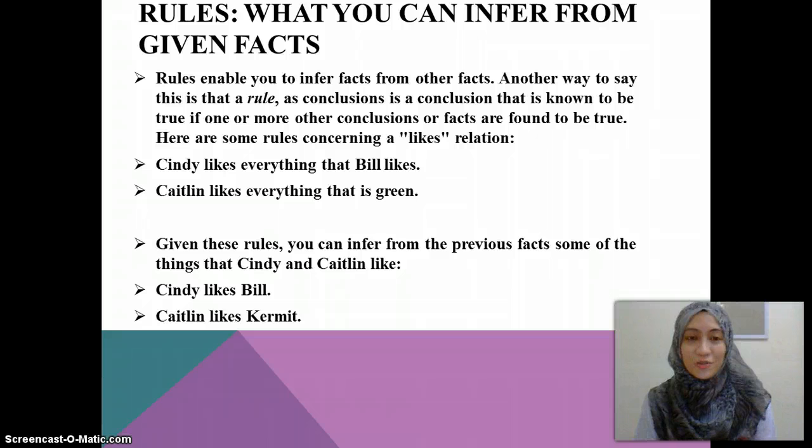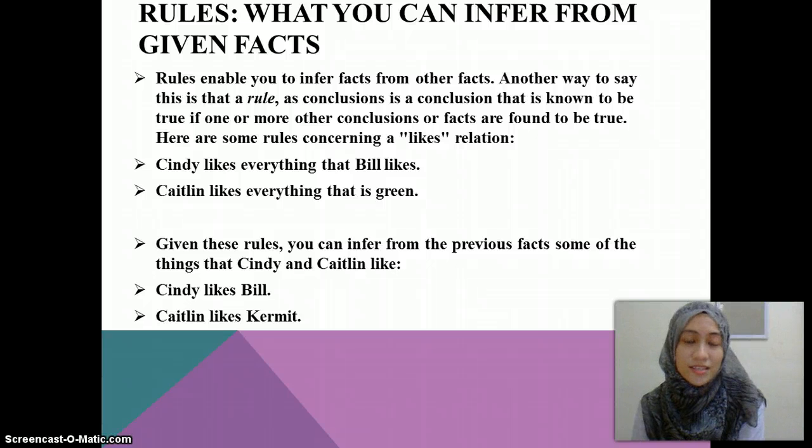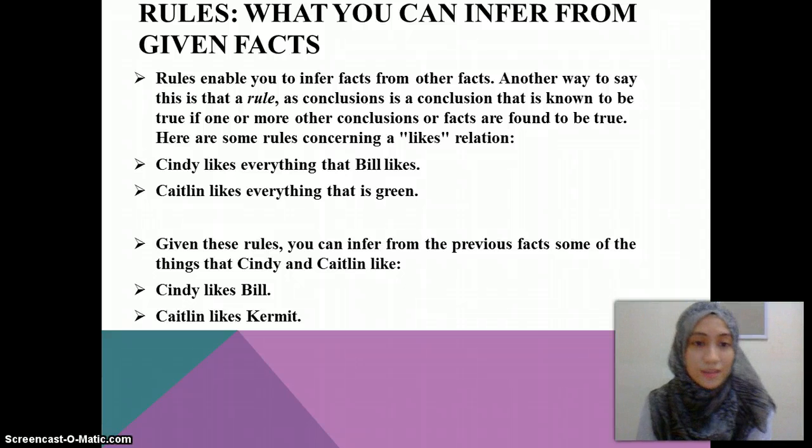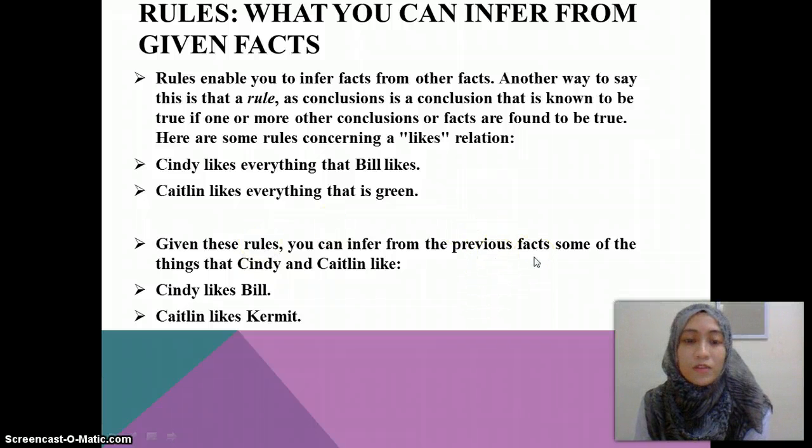The next is rules, what you can infer from given facts. Rules enable you to infer facts from other facts. Another way to say this is that a rule is a conclusion that is known to be true if one or more other conclusions or facts are found to be true. Here are some rules concerning a likes relation. Cindy likes everything that Bill likes. Kathleen likes everything that is green. Given these rules, you can infer from the previous facts some of the things that Cindy and Kathleen like. Cindy likes Bill. Kathleen likes Kermit.